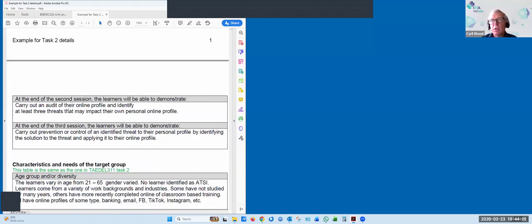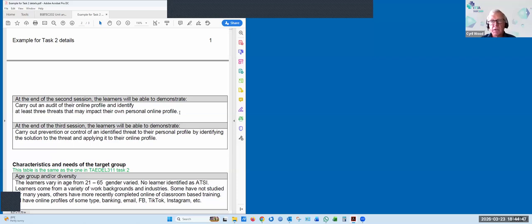At the end of the second session, in my case for this unit, they're going to carry out an audit of their online profile and identify at least 3 threats that may impact their own personal online profile. So it's quite explicit. They're going to carry out something. They're going to do an audit.